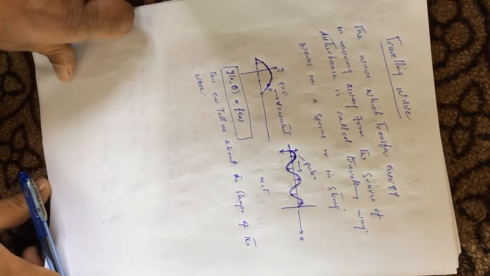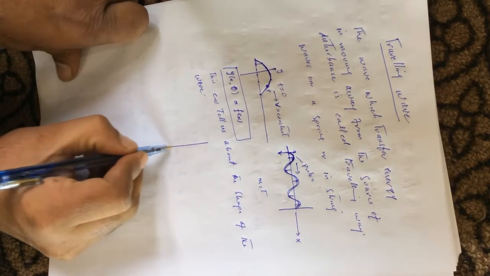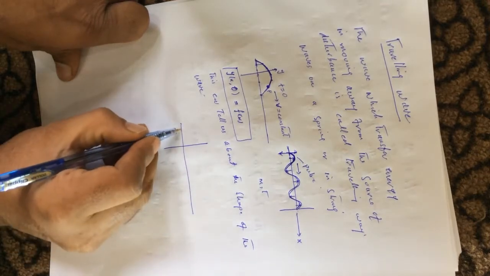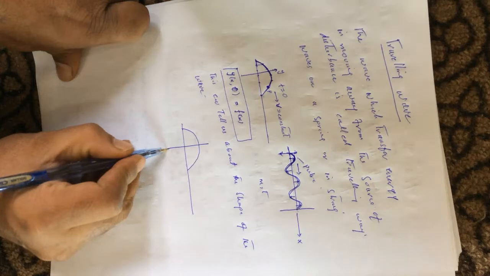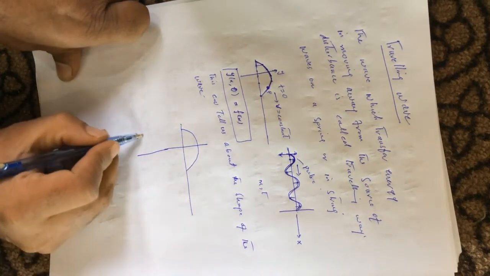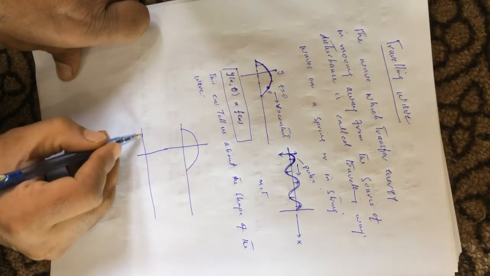Now this is the initial condition, like the pulse just created in the string. Okay, now this pulse after some time moves forward. Suppose this is the initial pulse.